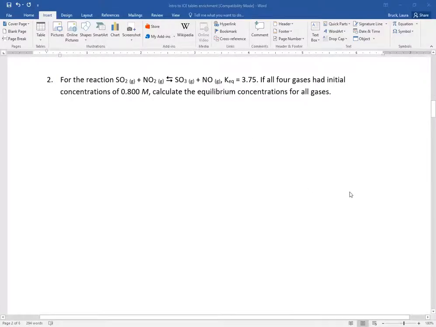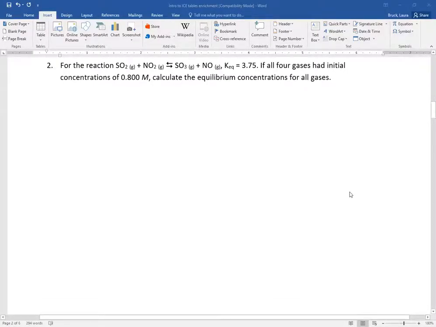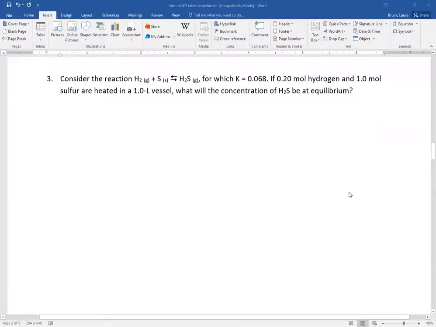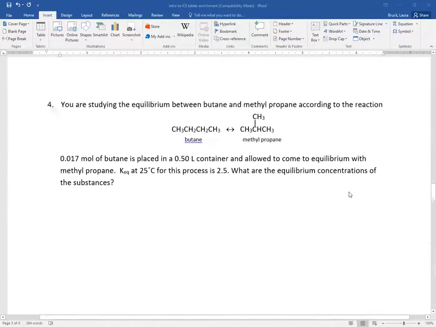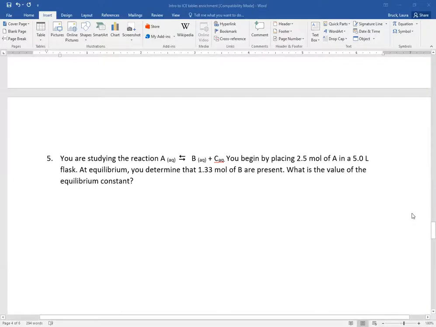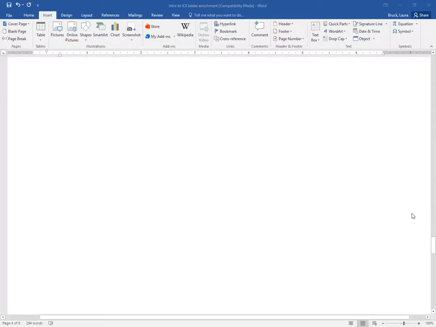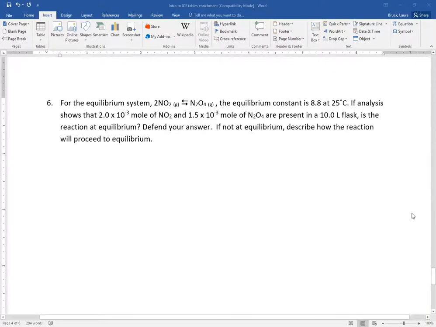There's problem number 2, pause and then resume when ready. Here's problem number 3, hit pause and then start it back up again when you're ready. Here's problem 4. Here's problem 5. And this is number 6.